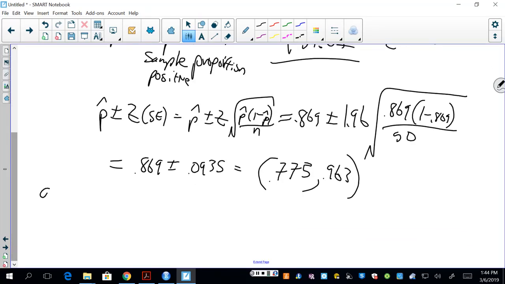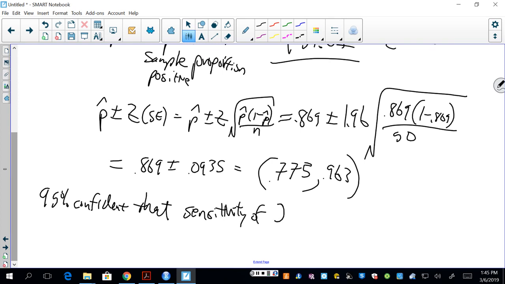Write that: so we're 95% confident that the sensitivity of the 48-hour culture test for MRSA is in that interval.